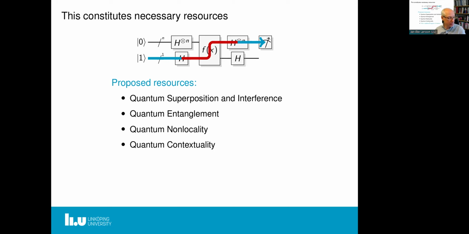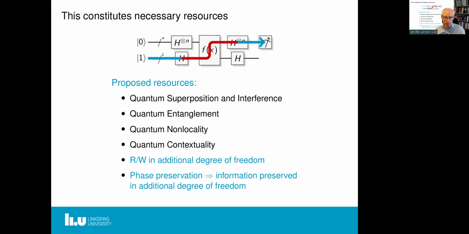Well, I'll tell you that what you actually need to have is the ability to read and write in the additional degree of freedom. In this case, the phase degree of freedom. And you also need phase preservation. You can't have the phase eraser in your unitary. You actually need phase preservation, because that will mean that you preserve the information that you put into the additional degree of freedom and that you later read off from the additional degree of freedom.